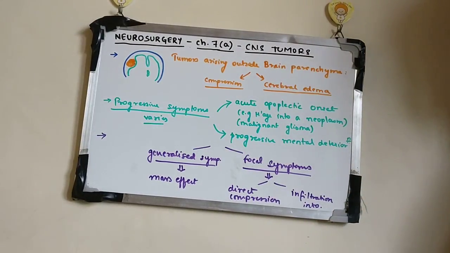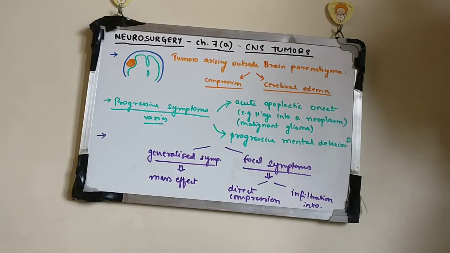Now the rate of the progression can vary from an acute apoplectic onset, like for example inside the intracranial neoplasm there is just a hemorrhage or bleeding, so it may cause a seizure because of cortical stimulation, so it's going to be very acute because of the bleeding. And it can also vary to progressive mental deterioration, so it can be very slow, taking over years, or it can be very quick.